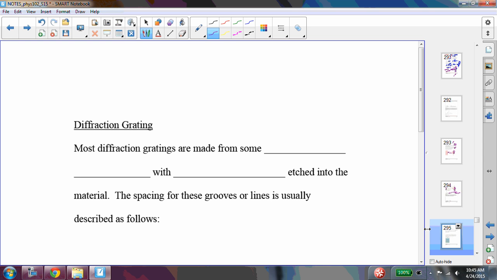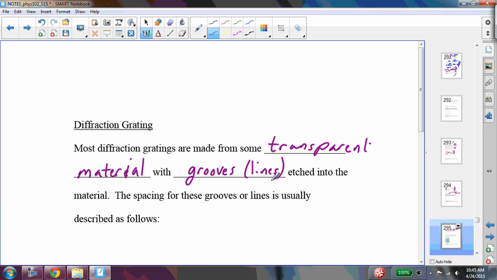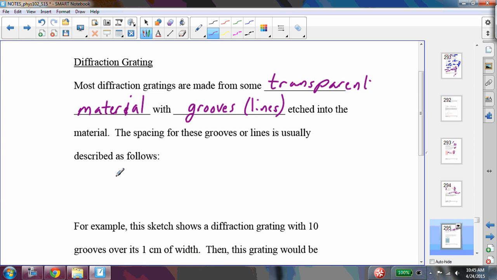Most diffraction gratings are made from some transparent material, usually plastic. You can make a transparent material with grooves etched into it. Sometimes we call these lines. The spacing for these grooves is usually described like this: we usually describe them as the number of lines per certain distance.